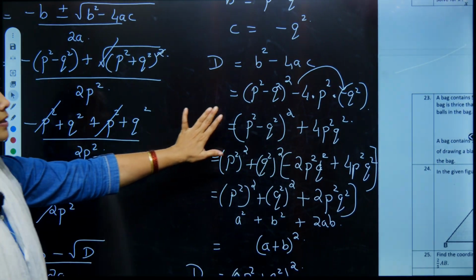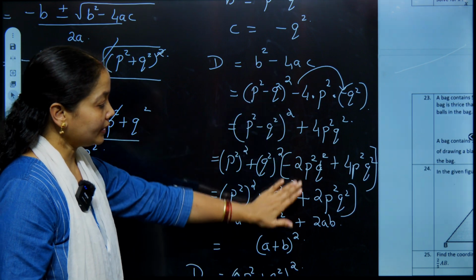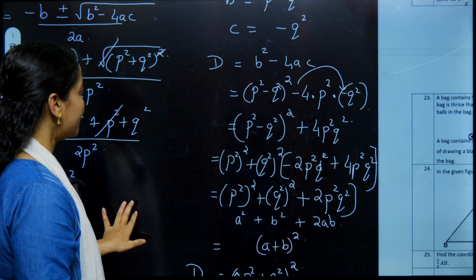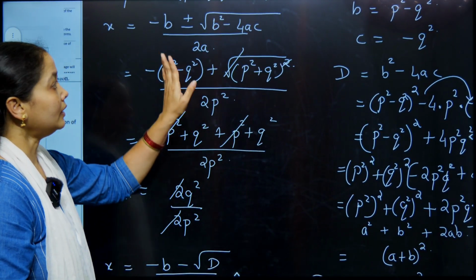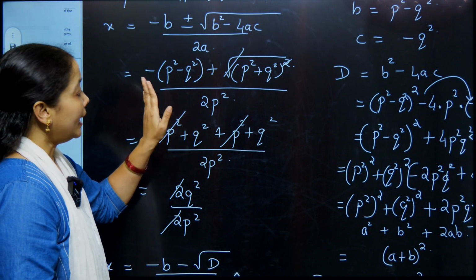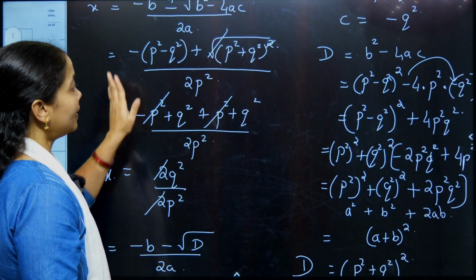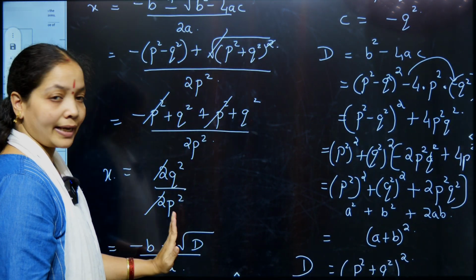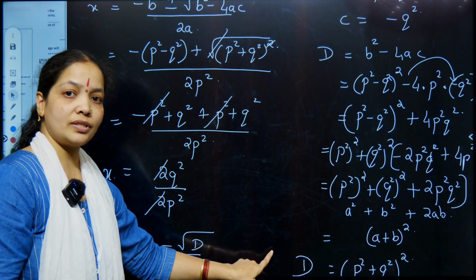We will first find the discriminant. After finding the discriminant, I am going to substitute the discriminant value in the quadratic formula, and then I will substitute in the formula with respect to positive d and negative d and find the two roots that are required for me.